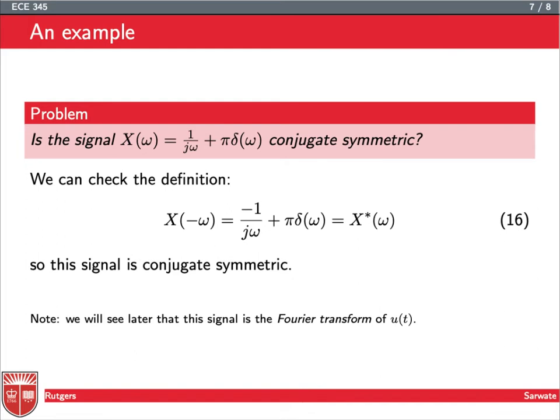Okay, so let's look at an example. Suppose we have a signal. Now I'm going to call it x of omega. I'm going to do that because when we see it, it's going to be a function of omega. It's equal to 1 over j omega plus pi times delta of omega, a Dirac delta function at 0.